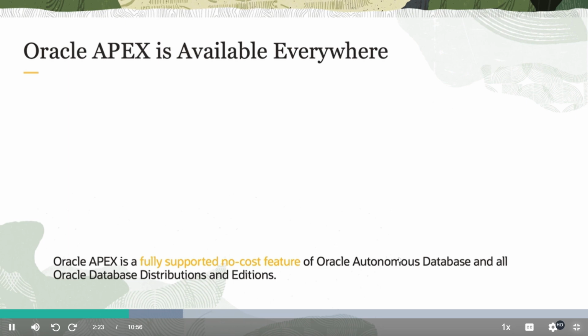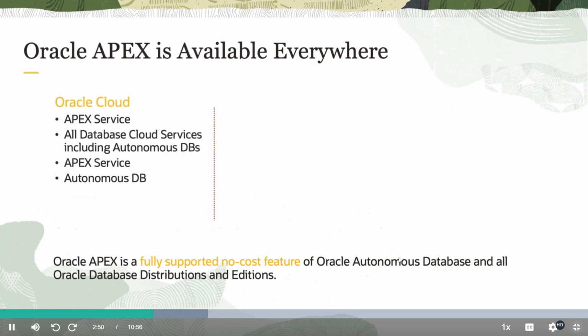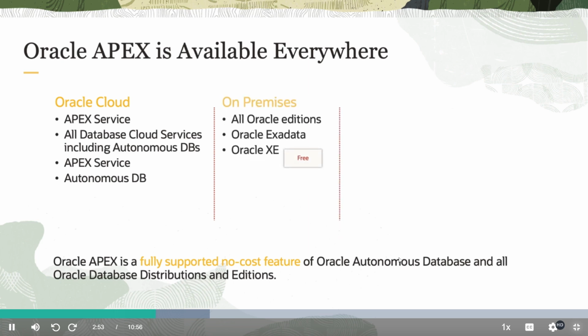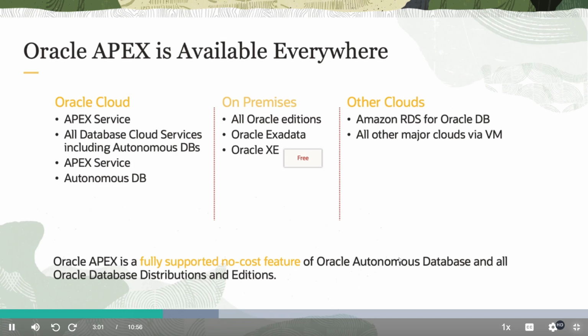Oracle Apex is a fully supported, no-cost feature of Oracle Autonomous Database and all Oracle database distributions and editions. This means if you have Oracle database, you already have Oracle Apex. This also means that you have native access to all of the Oracle database capabilities. Apex runs anywhere that Oracle database runs, whether it is on-premises or in Oracle cloud or anywhere else. And you can deploy your Oracle Apex applications across any environment with ease.